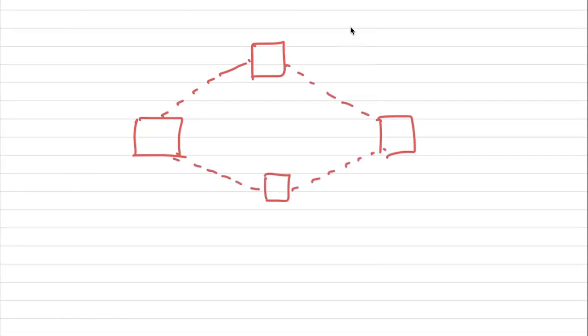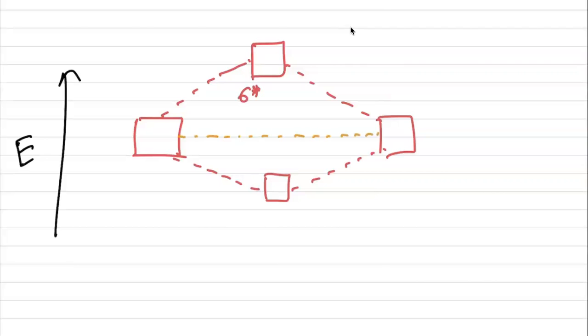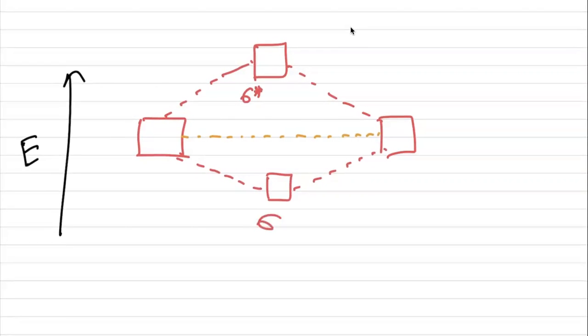This is the energy difference. This is energy increasing like this. Now this is actually anti-bonding. Anti-bonding will be shown like this, sigma star, and bonding will be shown like this, sigma.